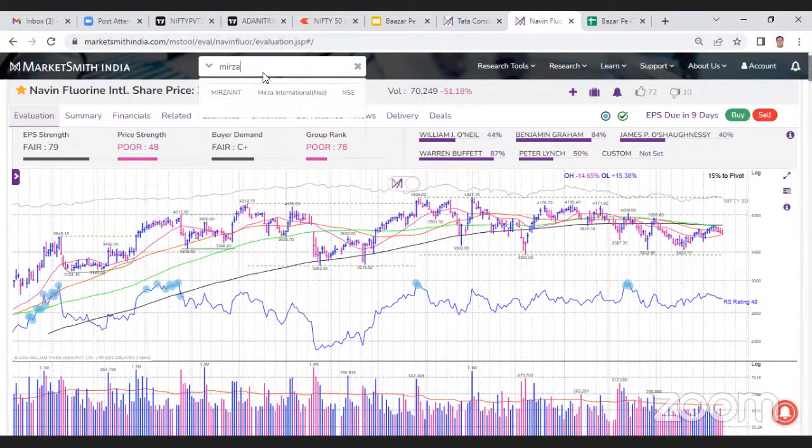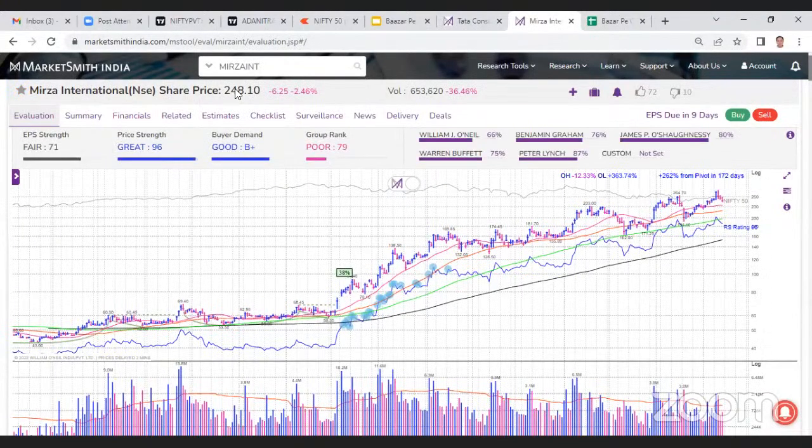Mirza. I think it is in the positive zone only. Let's take the last couple of sessions' queries, then we will wrap up this session.